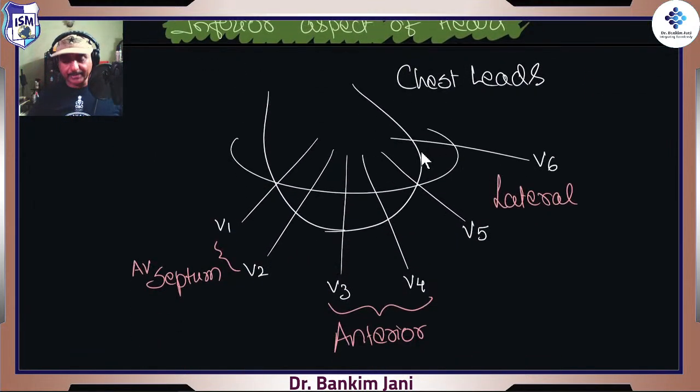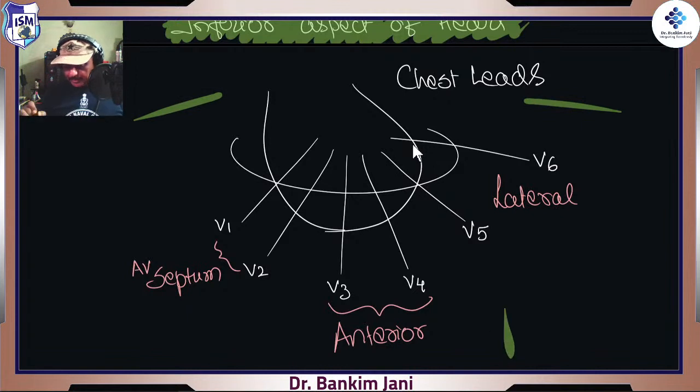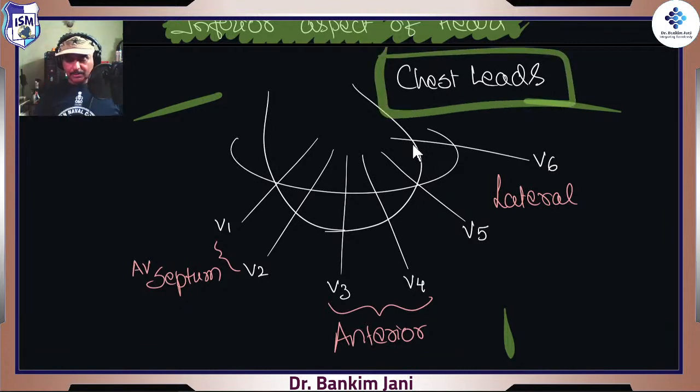Okay, let's add something to this. Say you watch the heart from the right side, left side, inferior side. But what if I want to watch the heart from the front? That's where those chest leads would come, right? So chest leads are placed on the chest, right? V1, V2, V3, V4, V5, V6.